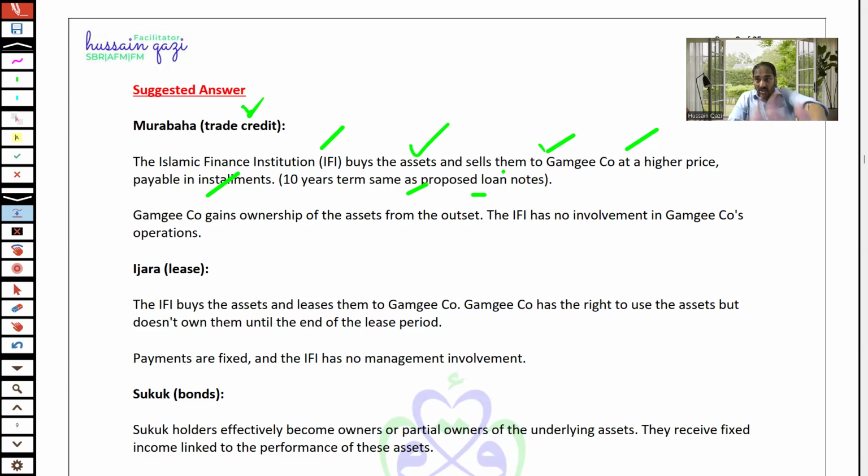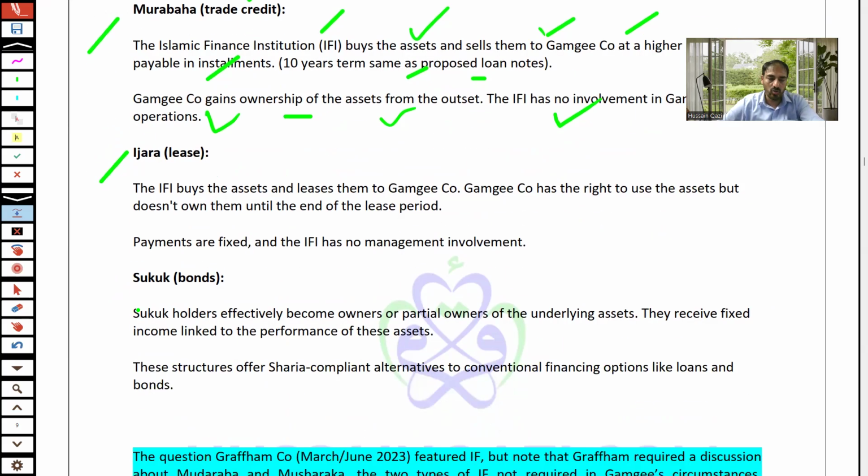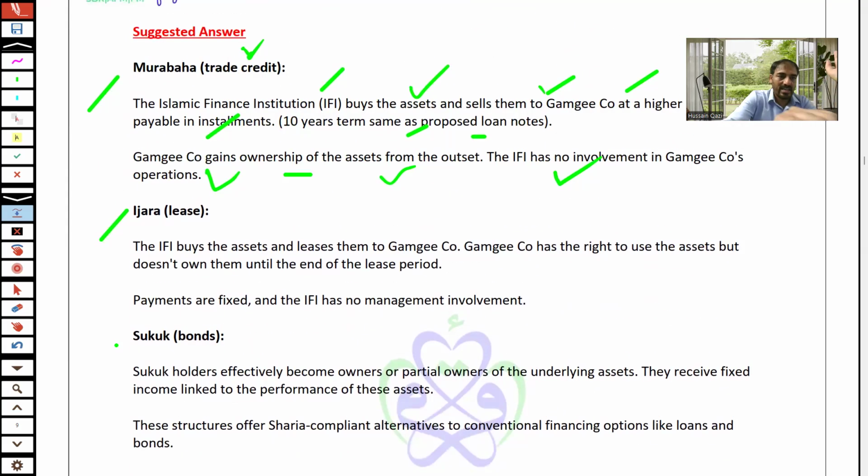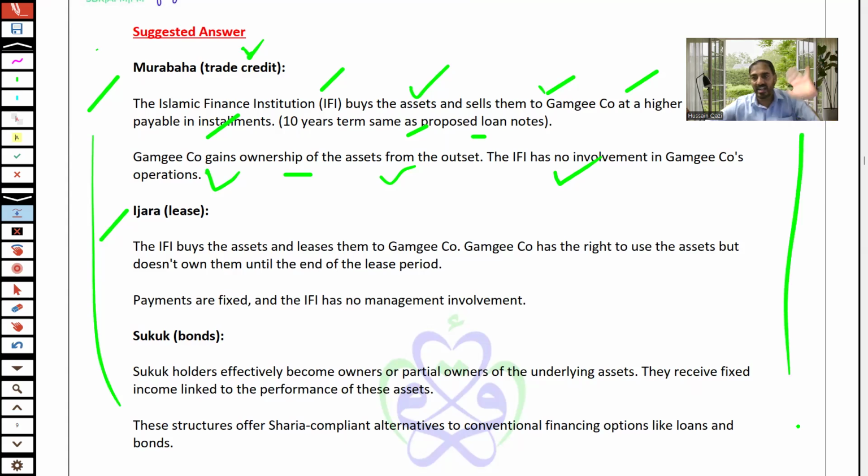The first statement is knowledge. Second, you need to connect with the case. Gamgee gains ownership of the assets from the outset, because the Islamic financing institution will sell to Gamgee at the same time, and has no involvement in the operations, but only an interest in getting the installments on time. This is Murabaha. You can write the same for Ijara and Sukuk. But the examiner asks for any two, so you can refer to any two.